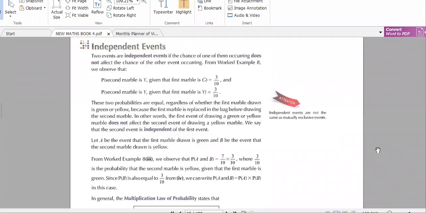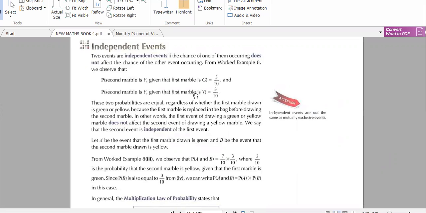Today we will solve the questions regarding independent events and dependent events. First of all, independent events. Two events are independent events if the chance of one of them occurring does not affect the chance of the other event occurring.